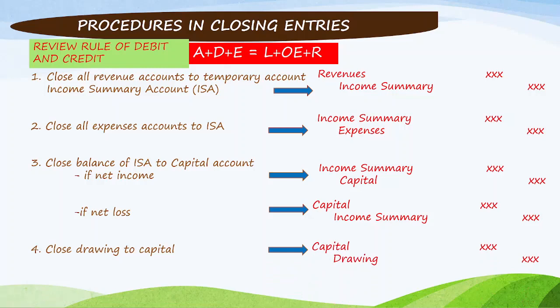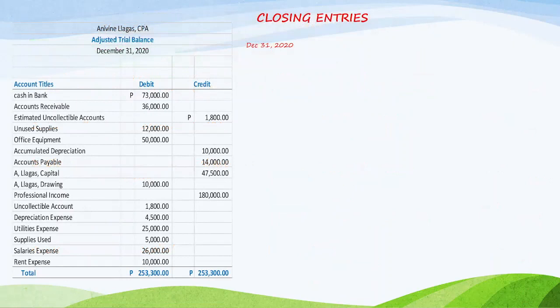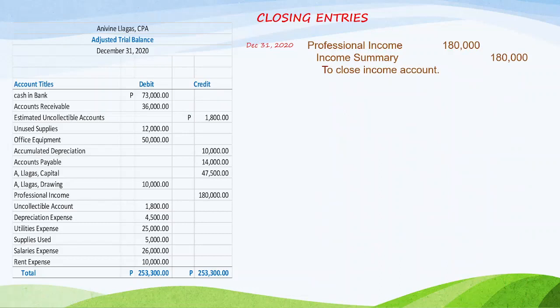Alright, to understand it better, let us have your week number 7 activity or assignment. You were given the adjusted trial balance for Anivan Liagas, CPA. We have the date here, December 31, 2020, and you were required to prepare the closing entries. Following procedure number 1, we have to close the revenue accounts. We have only one, this one. So to close this 180,000, since it has a credit balance, you have to debit the professional income 180,000 and you're going to credit income summary 180,000.